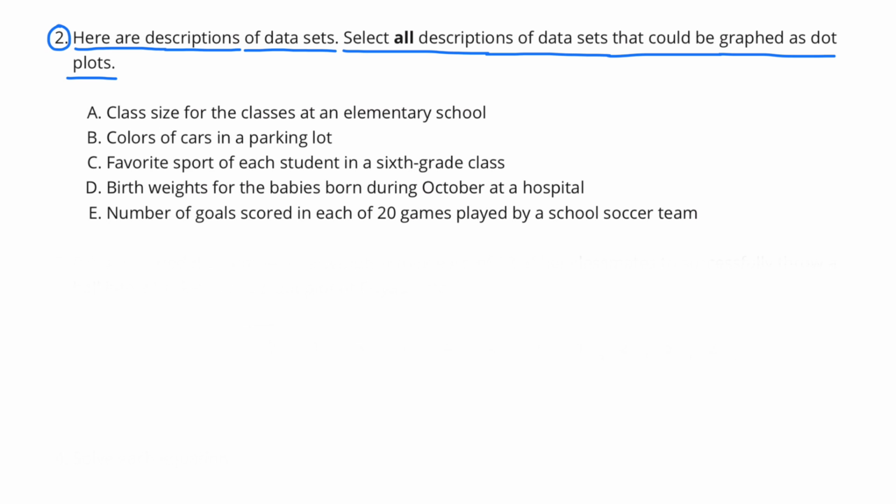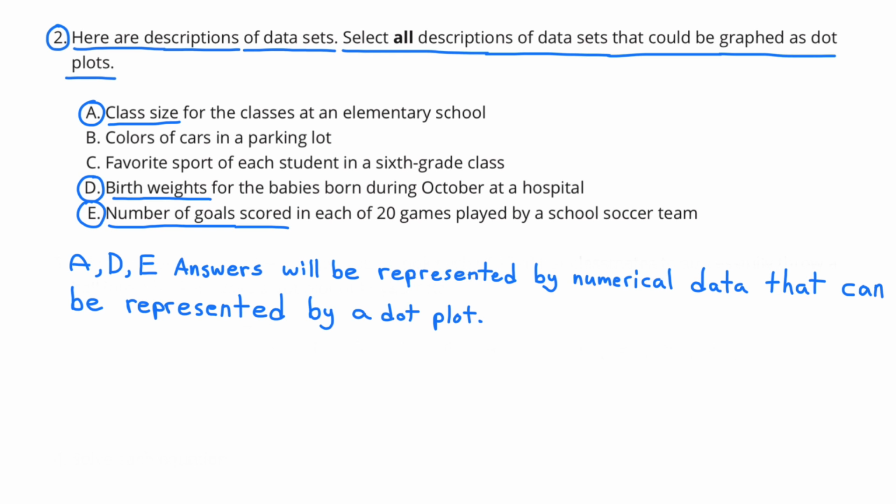Number 2. Here are descriptions of data sets. Select all descriptions of data sets that could be graphed as dot plots. We need to look for numerical responses, such as class size, or birth weights, or the number of goals. A, D, and E answers will be represented by numerical data that can be represented by a dot plot. The answers for B and C have to do with colors or favorite sports, so those are not numerical and would not be represented by using a dot plot.